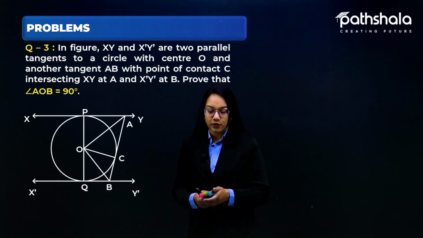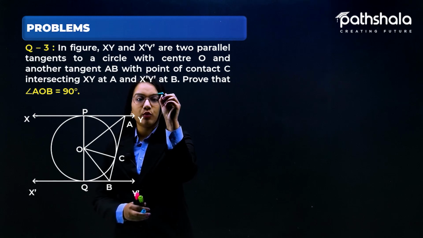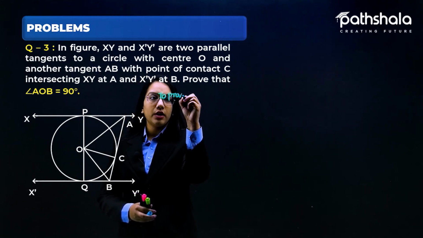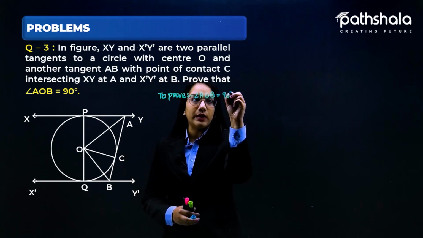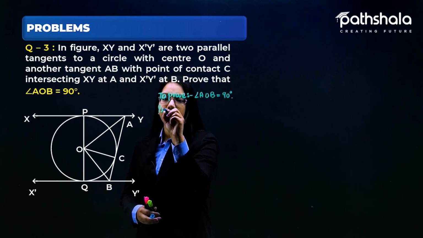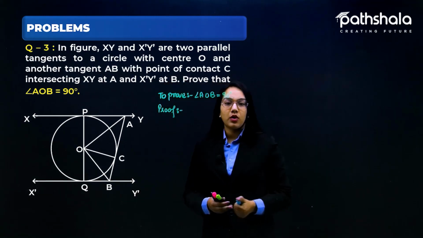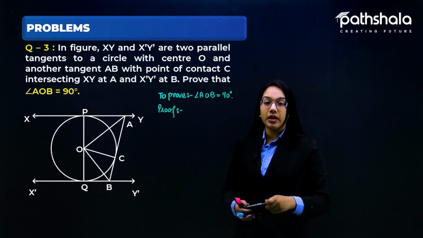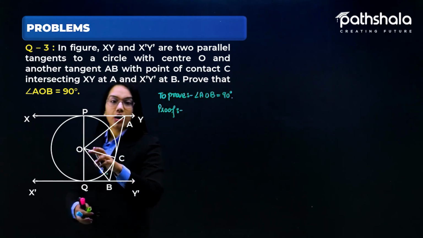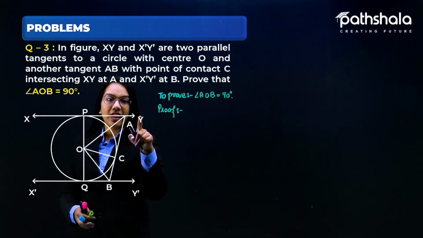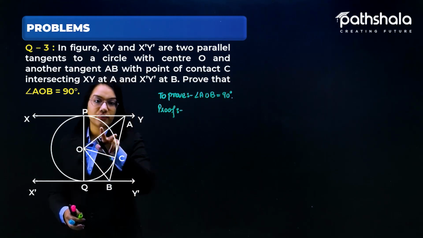So let's start the solution for this one. First of all, let me write over here what we have to prove: we have to prove that the angle AOB is equal to 90 degrees. So let's start the proof of this particular question. We will start with the two triangles over here. As you can see, we have this triangle POA, or let me call this OPA, and we have this OCA. Let's take these two triangles first.